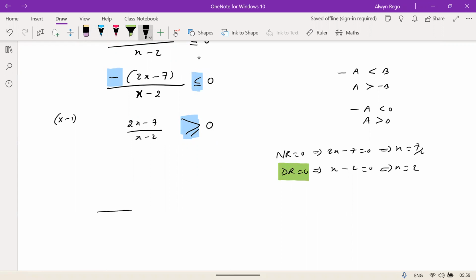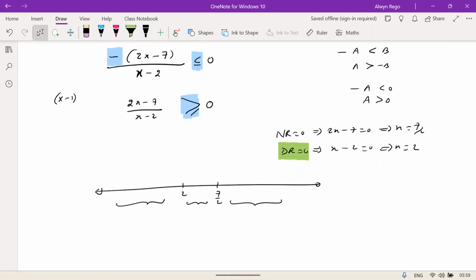So we have the solutions, and you put them in ascending order. This is 2 first, and this is 7 by 2, which is 3.5 here. So you find the 3 zones, zone number 1, zone number 2, and zone number 3. When you take a value less than 2, let's say 0, 0 minus 7 is negative, 0 minus 2 is negative, so it's equal to positive. Yay, I want that. More than 0.